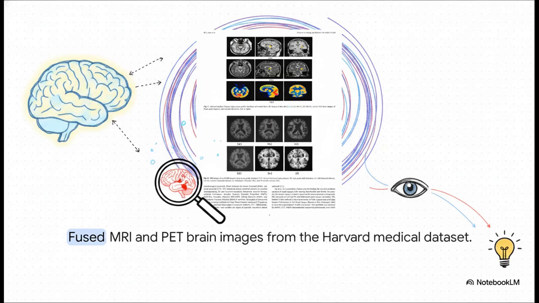Look at how gorgeous this is. These are fused MRI and PET brain images from the Harvard Medical Dataset, showing the brain from a few different directions. You can clearly see that the crisp, high-resolution brain structure from the MRI is now acting as this perfect structural canvas, while the color-mapped metabolic activity from the PET scan overlaps exactly where it belongs. A doctor no longer has to guess where a tumor might be located. They can see the high cellular activity perfectly aligned with the brain's anatomy. It's like a giant puzzle coming together.